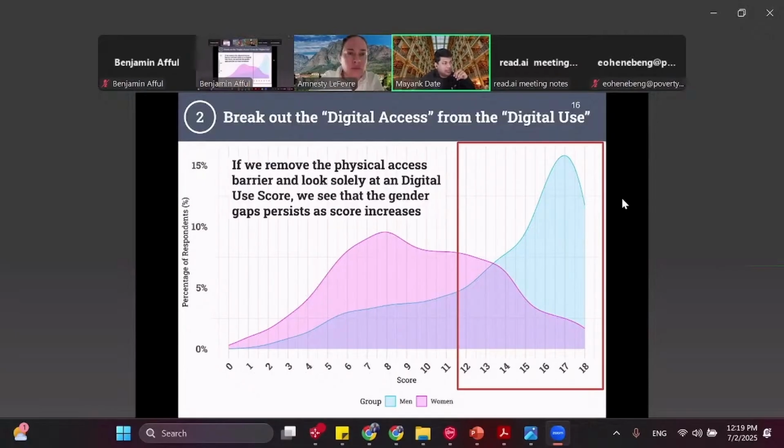But we still observe that same distinct gender gap, where men tend to have a higher level of skills and agency. And what this tells us is that it's not enough to give women access to smartphones, but that there is an underlying systemic factor that governs how that phone is used and the level of skill they develop from it.